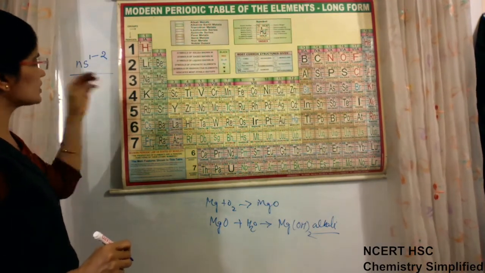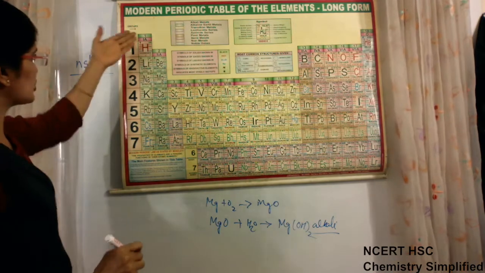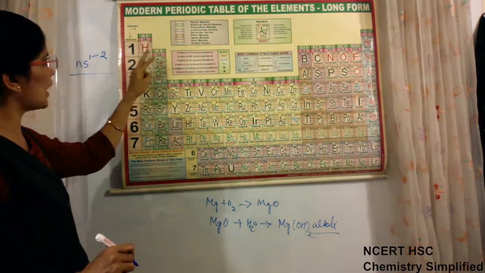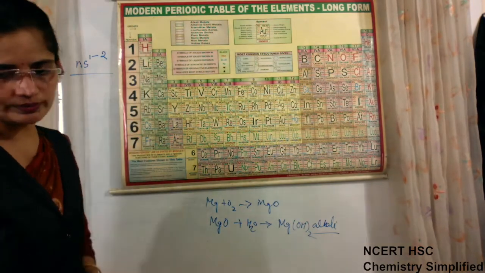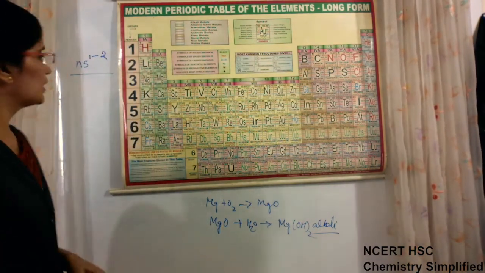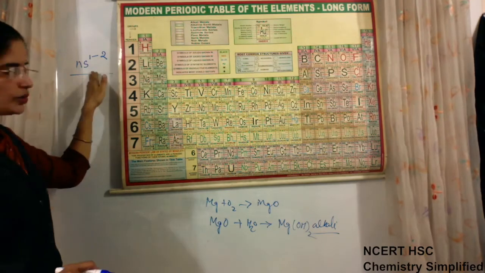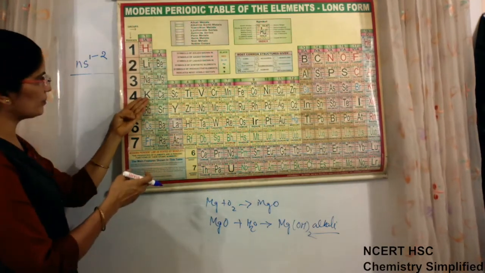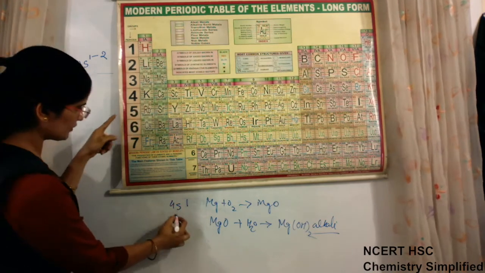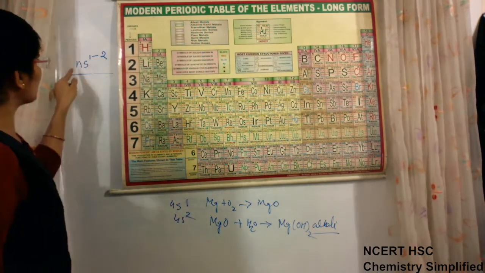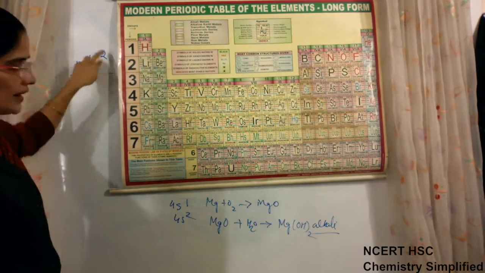The electrons in these elements, which are present in group number 1 and 2, will be either ns1 or ns2. Okay, is this clear? What is outer electronic configuration? Suppose if I write for potassium, it will be 4s1. If I write for calcium, it will be 4s2. That means ns1 or ns2, either 1 or 2.